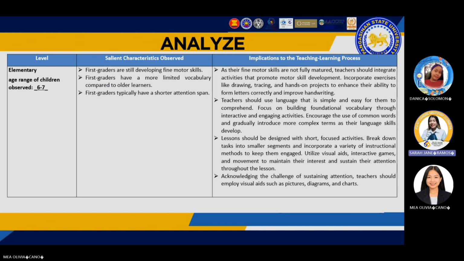Since they are grade 1, kailangan natin na mag-focus sa attention span nila, kasi if we compare to the other grade levels like intermediate pupils, kailangan natin ng mag-focus sa kanila kasi ang isip pa lamang nila is hindi masyadong mature. The next one, next slide po.